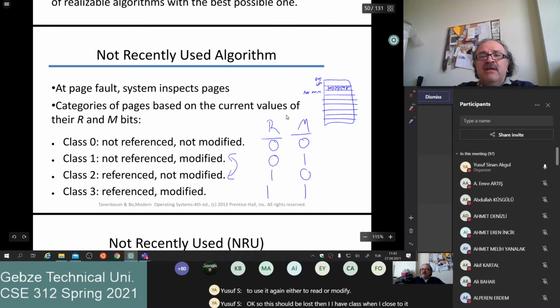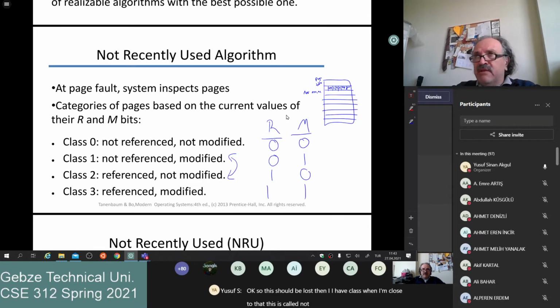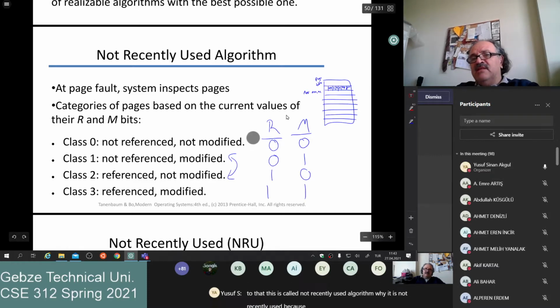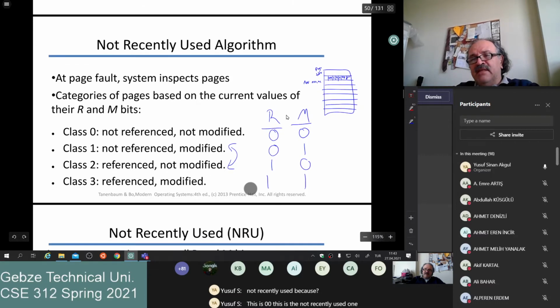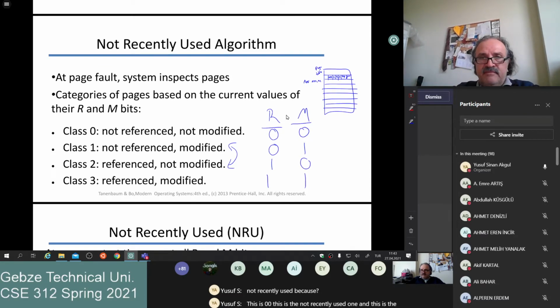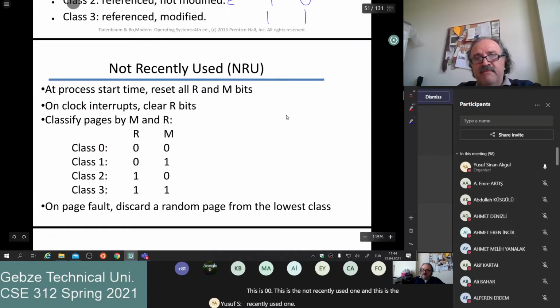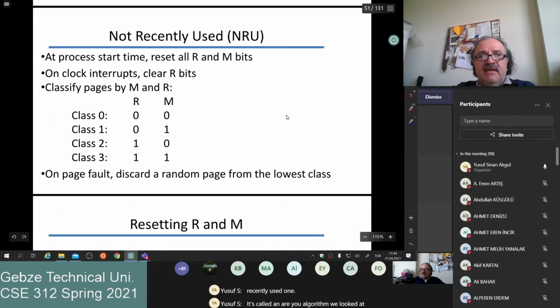This is called the not recently used algorithm. Why is it not recently used? Because this is 0, 0. This is the not recently used one, and this is the recently used one. It's called the NRU algorithm. We looked at it, and this is the basic algorithm, actually.